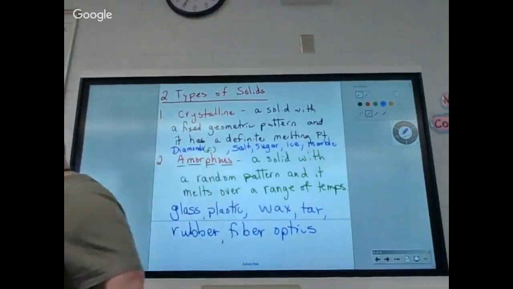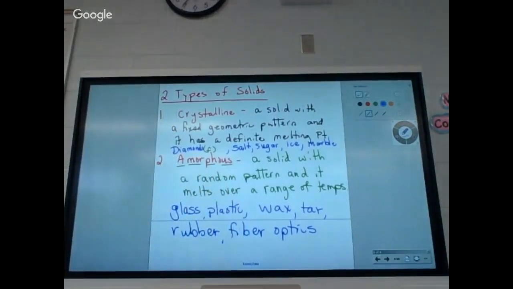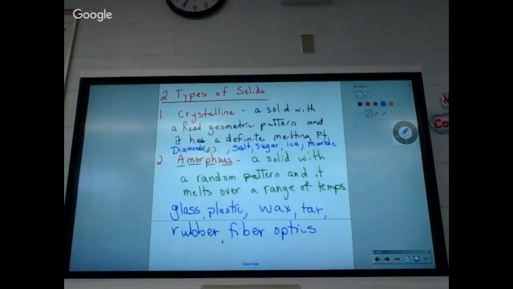Fiber optics. But you know the unit cells that I showed you here, like the cube, and the cubes kept repeating? Those are not going to have anything that repeats. It's all completely random.